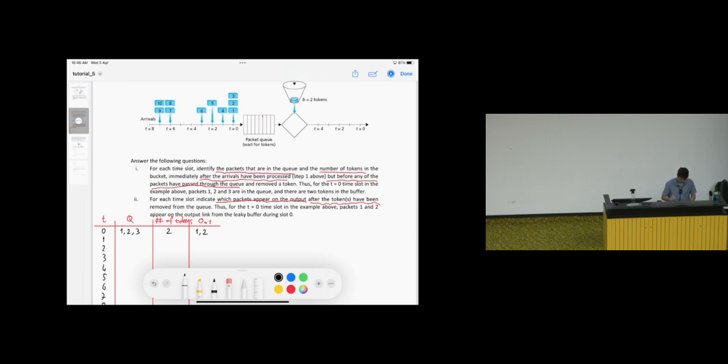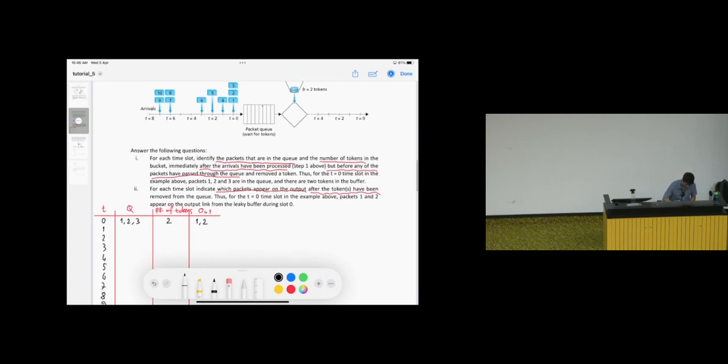Right? And when the next time slot begins, I removed packets 1 and 2, so I'm left with packet 3. But there is a new arrival, packet 4, so I'm going to have that as well in my queue. And I removed both tokens, but token arrival rate is 1, so I received a new token. So I have 2 minus 2 plus 1, I have 1 token here.